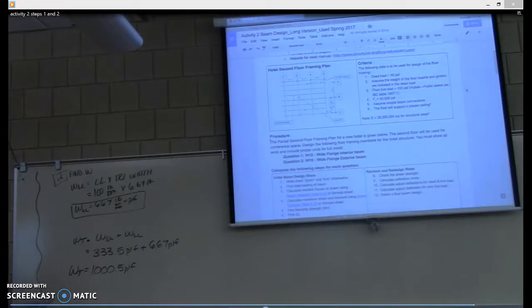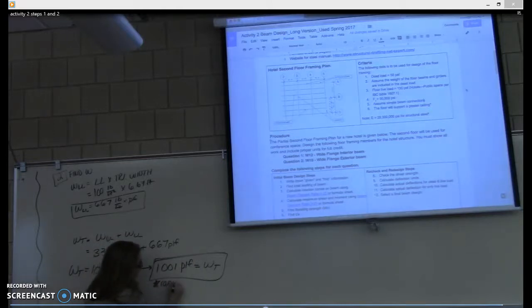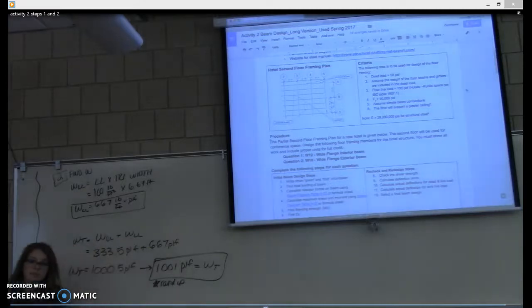And we are going to round up, because we always want to round up to make our load heavier than it is. So we're designing a beam that is stronger than it needs to be. So always round up, make a note of that, and put a big rectangle around your answer. And that concludes steps 1 and 2.